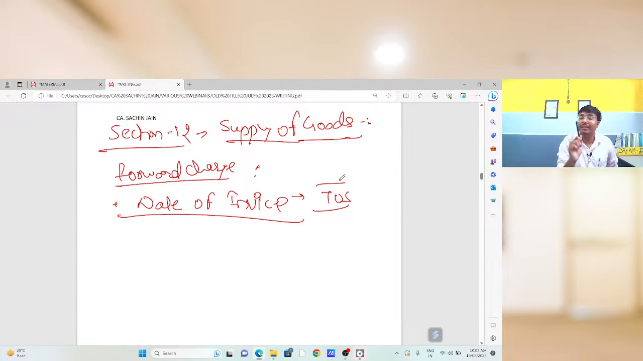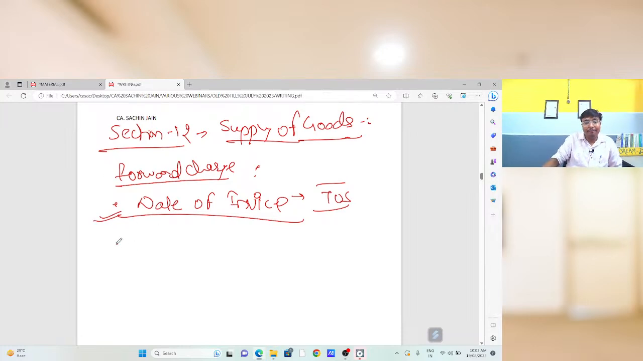Then I got 15,000 as advance on account of supply of goods, but there is no GST on advances on account of supply of goods. Hence, in case of forward charge, in case of supply of goods, the date of issue of invoice will be the time of supply.